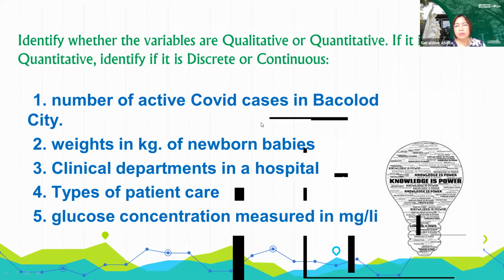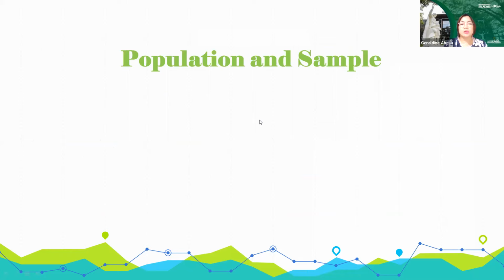Dependent and independent variables are variables used in experimental research. When you say independent variable, this is the variable that is being controlled in the study, and dependent variable, this is the output variable or the result variable. Now, that is if the design of the study is experimental. Now we go to population and sample. So why is there a need to get a sample from the population?